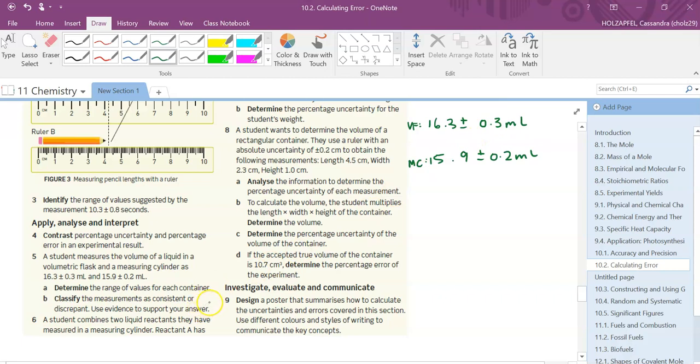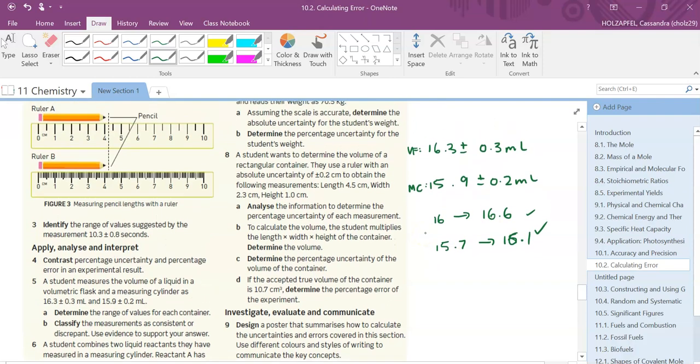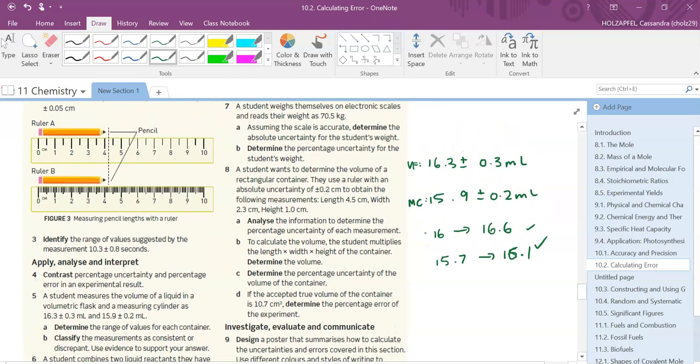Classify the measurements as consistent or discrepant. So remember what we're going to do when we calculate that range. This is going to go from 16 to 16.6, and this one here is going to go from 15.7 to 16.1, and so there is an overlap, and therefore they are consistent. Question 6 we've actually gone and answered previously. Let's have a go at question 7.